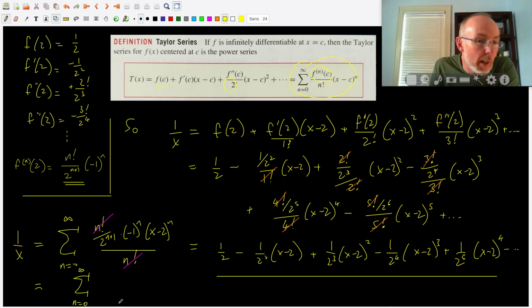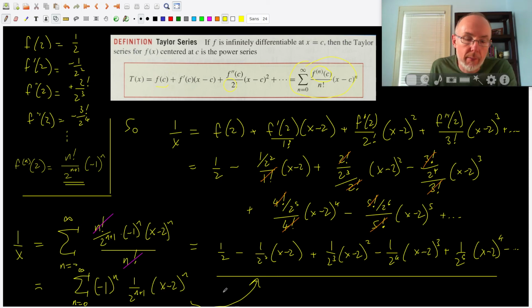These are two different ways of thinking about the problem. We've got minus 1 to the n because it's an alternating series. 1 over 2 to the power of n plus 1, x minus 2 to the n, which matches what we have right there, hopefully, if we write it all out. So these are two different ways of looking at our series.